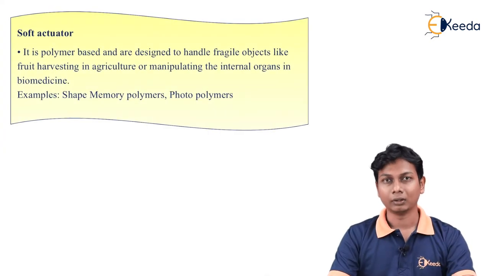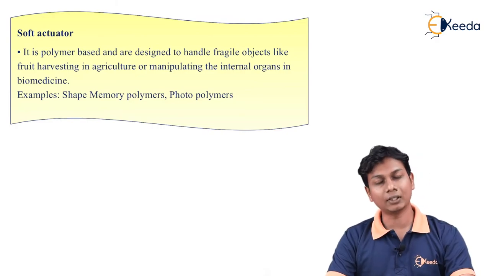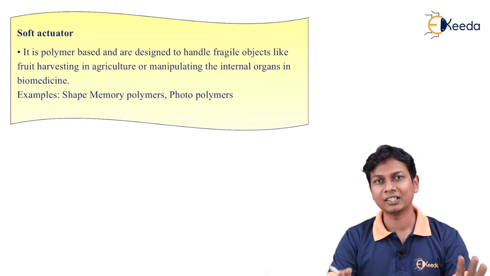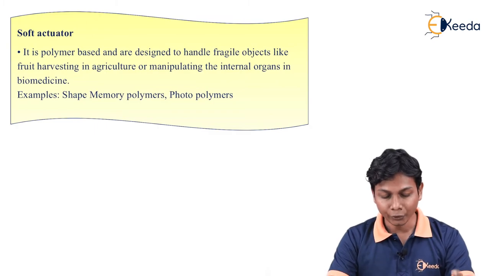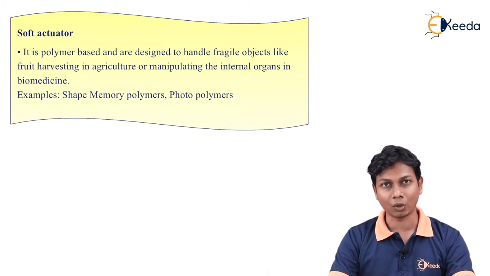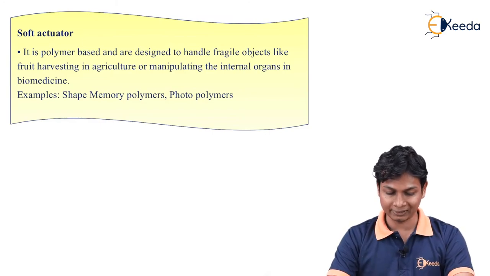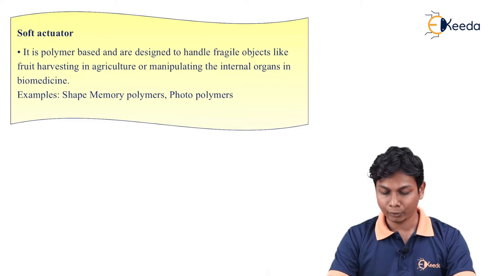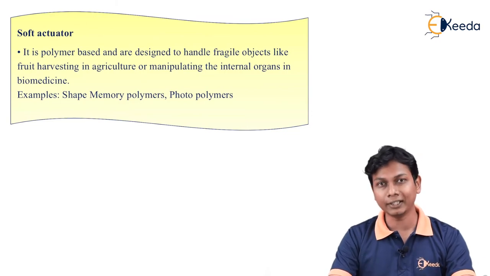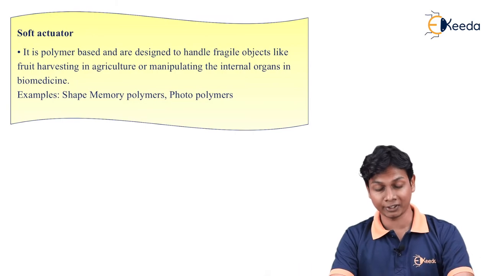Now, the next part is the soft actuator. So what is a soft actuator? It is basically a new phenomenon for you. So we will see in detail what a soft actuator is. It is polymer based and designed to handle fragile objects. This type of actuator is mainly used for robotic purposes and artificial intelligence.